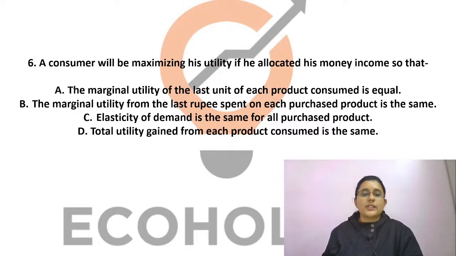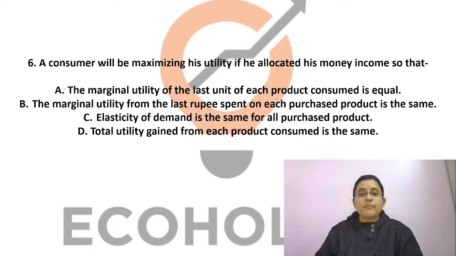Option B, the marginal utility from the last rupee spent on each purchased product is the same. Option C, elasticity of demand is the same for all purchased products. Option D, total utility gained from each product consumed is the same. What will be the right answer of this question?